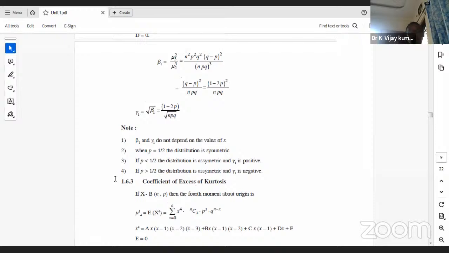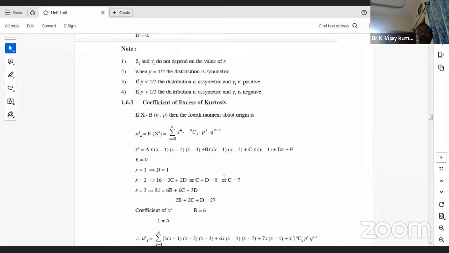Coefficient of excess of kurtosis. So we take x as b(n, p). The fourth moment about the origin, mu 4 dash, equals E of x power 4, the summation of x from 0 to n of x power 4 times nCx p power x and q power n minus x.